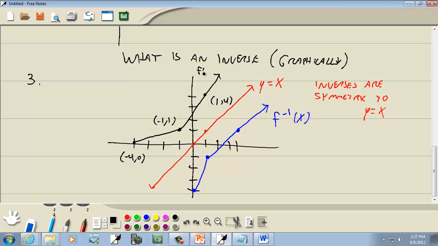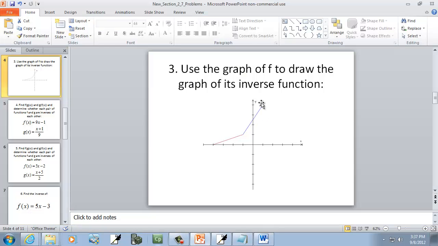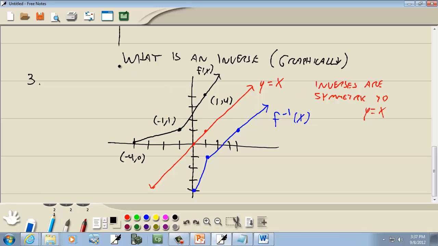Over here, this would be our f of x, and it looks like f to the negative 1 power. That's not f to the negative 1 power, that's our inverse notation. But that's what you want to do in these ones where it says use graph of f to draw the graph of its inverse. Well, let's take a look at what an inverse is algebraically.